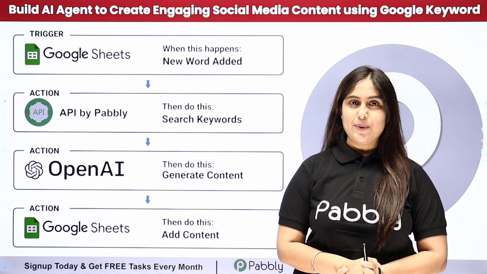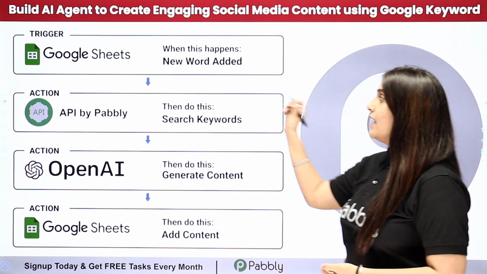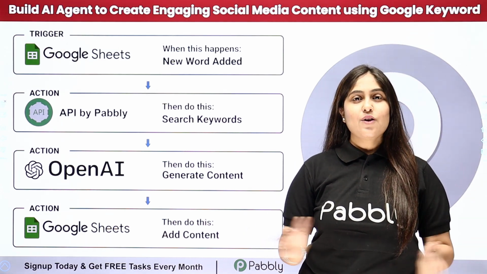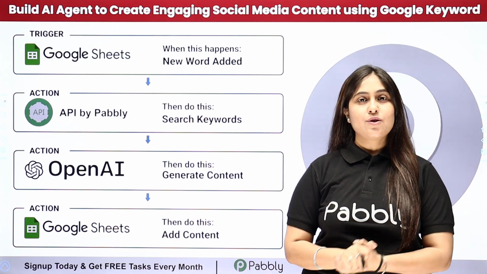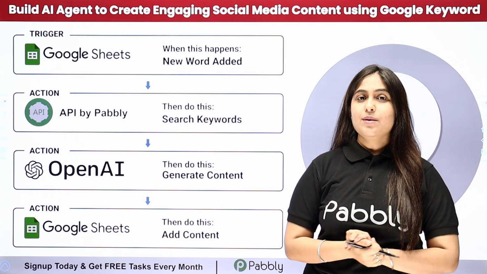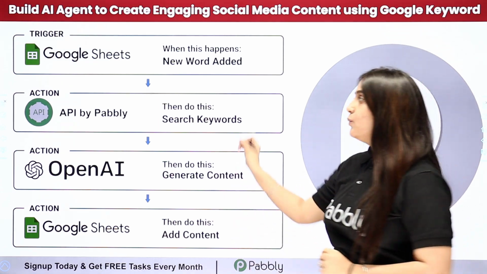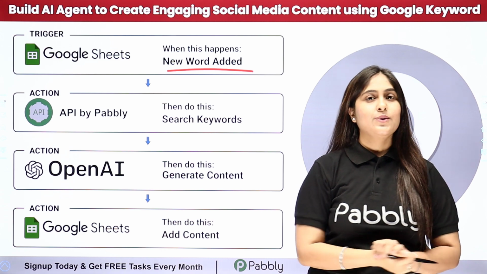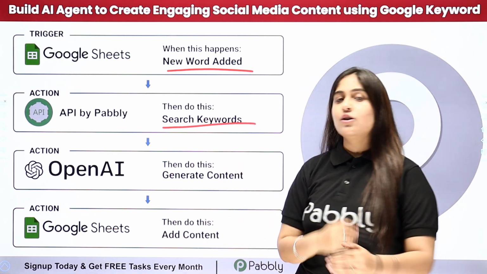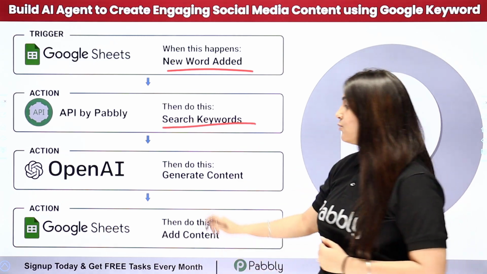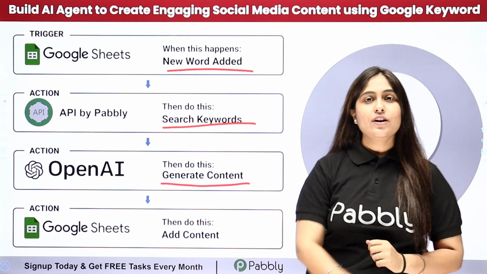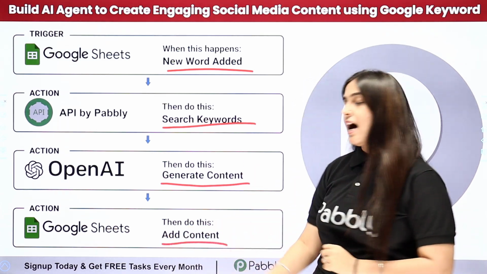In this video we are going to understand how to build an AI agent to create engaging social media content using Google keywords. So as a content creator, I want to regularly post content on my social media platforms using OpenAI. So now here my objective is that when I add a new word in my Google Sheets, then automatically using API by Pabbly, it should search for the relevant keywords, and after that automatically OpenAI should generate the social media content based on that keyword, and after that the content generated should be added in my Google Sheets as a new row.